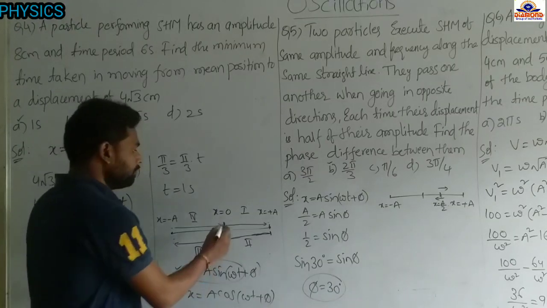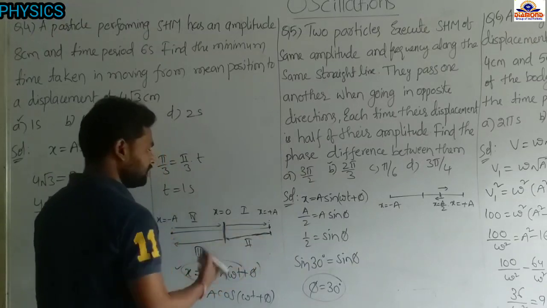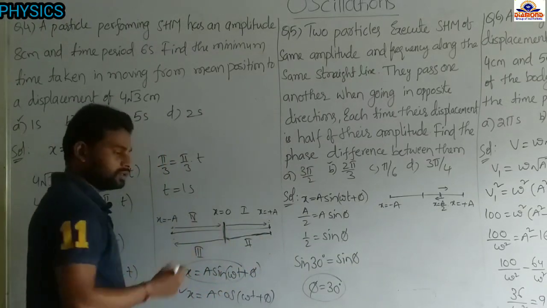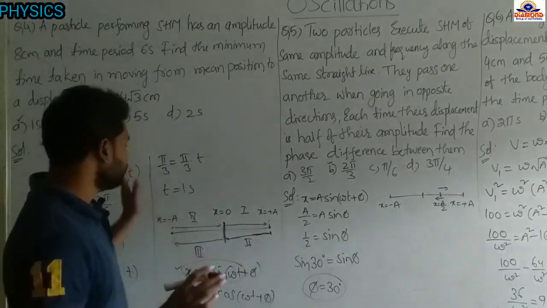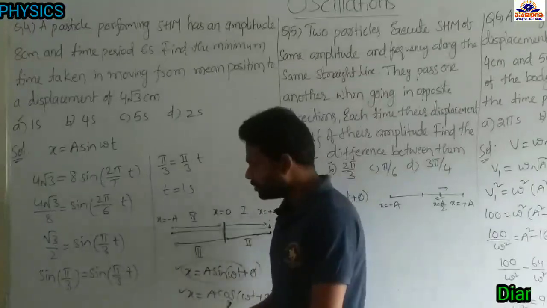And the next, mean position to this extreme is first quadrature, extreme to the mean position is second quadrature, extreme to the other side is third quadrature, and from here it is the fourth quadrature. Remember this one, and we can solve the problems very easily. Now see the fourth question.